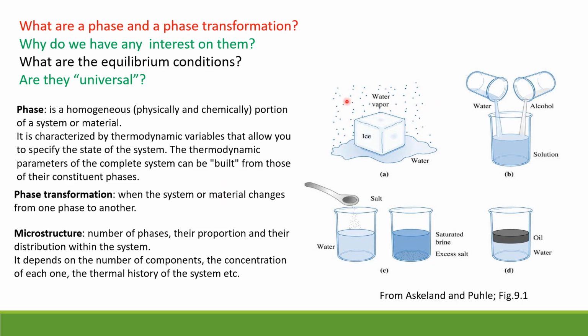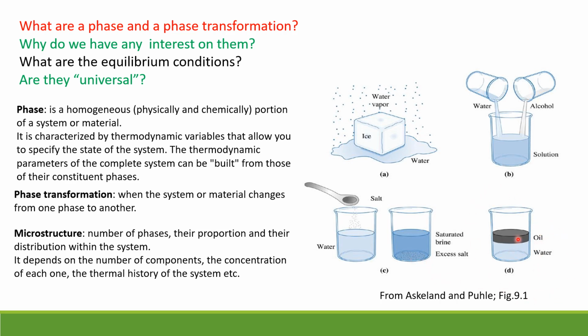You have here some examples. Here, water, for instance. I have three phases here: water, ice, water vapor. Also, I have here a solution, water, alcohol, solution. Here I have three different phases. Here I have only one phase. Here you have water and salt. If you are below the solubility limit, you have only one phase. If you go over the solubility limit, then you have two phases. One is this brine, which is saturated here, and then all the excess salt that is deposited on the bottom of the vessel. And here also you have two phases.